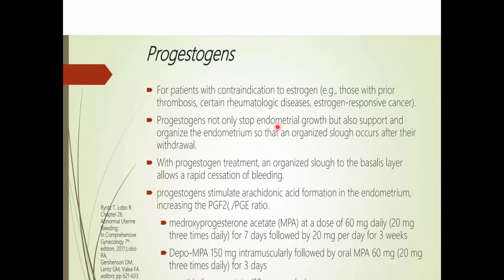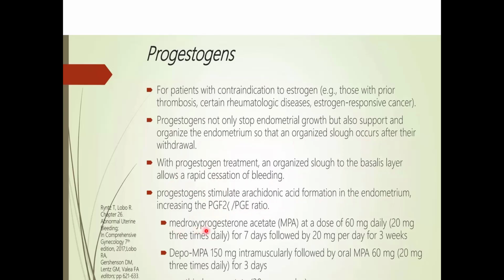Progesterone not only stops endometrial growth but also supports and organizes the endometrium so that an organized slough occurs after withdrawal. With progesterone treatment, an organized slough to the basalis layer allows a rapid cessation of bleeding. Progesterone stimulates arachidonic acid formation in the endometrium, increasing the prostaglandin F2 alpha to PGE ratio.